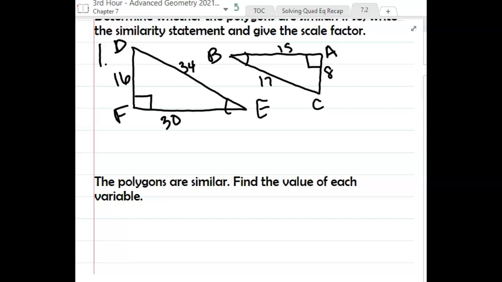Okay, so if they are similar, the first thing, and this is usually an easy one to either eliminate or say, yep, they're good, you have to have 3 pairs, in this case these are triangles, 3 pairs of congruent angles. What angles do you know for certain are congruent? A and F. I know they're congruent. Why? Because they're both right angles. What else? E and B. Why? Because they're marked. Okay, so I have 2 sets of congruent angles.